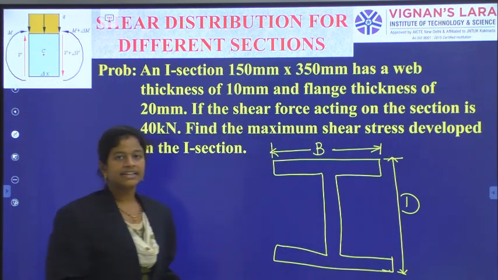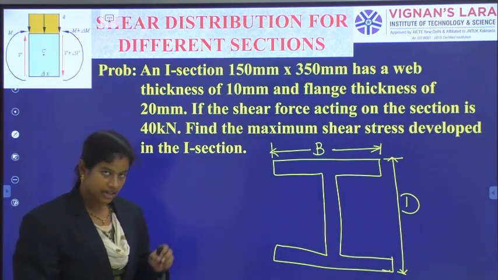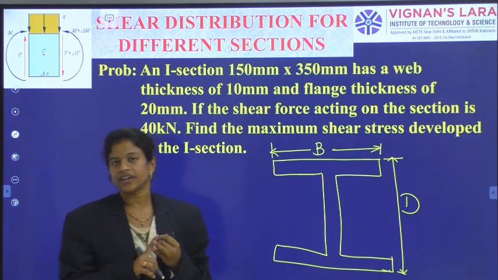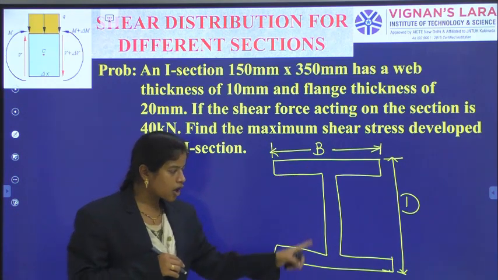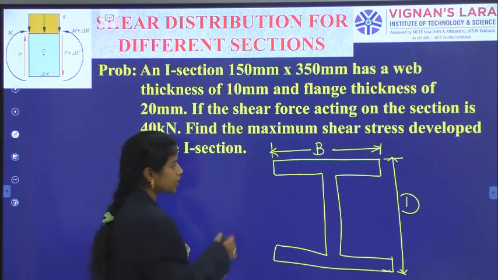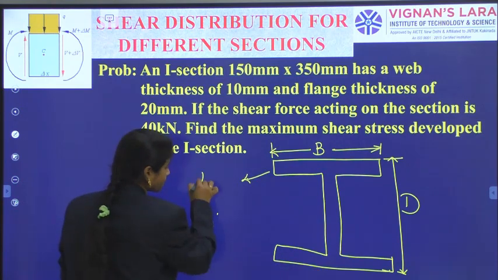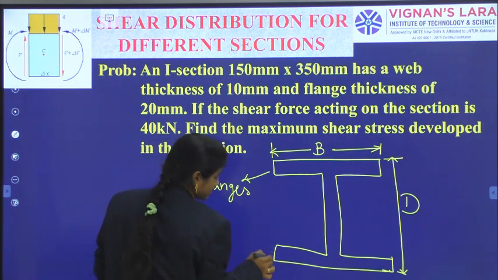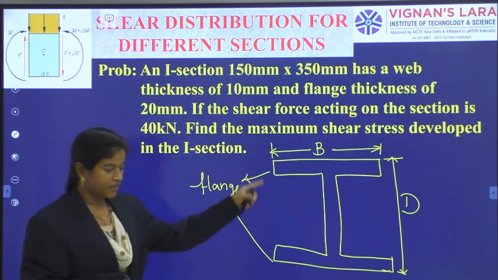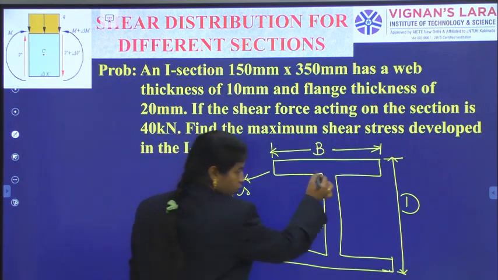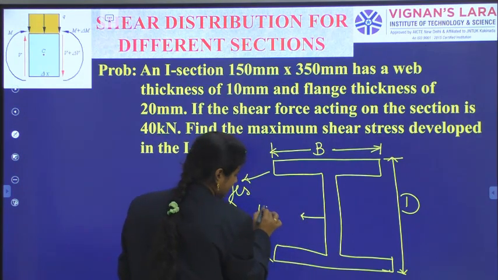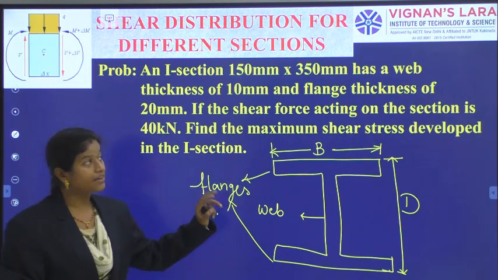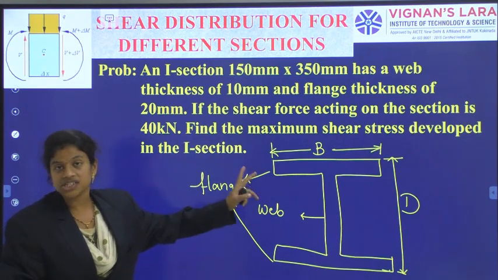So the rectangular section's dimensions B by D they have given. And they have given two terms: one is web, another one is flange. These top and bottom layers we call flanges. This one is also a flange, so top flange and bottom flange. And the portion which is vertical, we call the web. So we have flanges and web. Now the dimensions of those flanges and web.